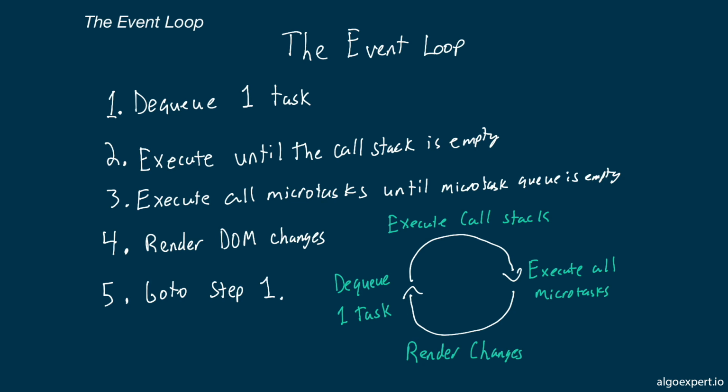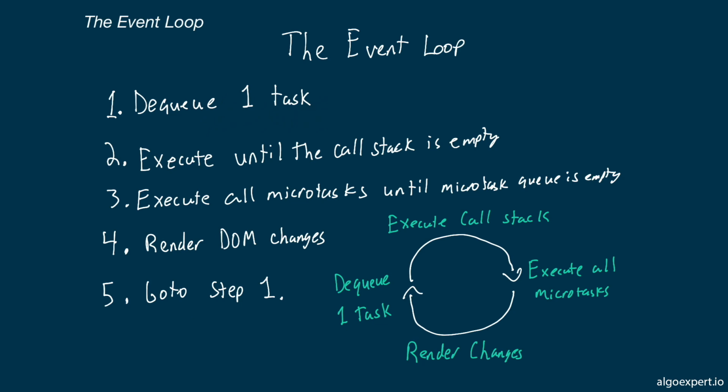We are still going to start off execution by dequeuing one task at a time and executing code until the call stack is empty, so the task is complete. And this is a task from the standard task queue. However, before moving on to rendering, all of the microtasks must be completed. Then only once that happens, so once the microtask queue is completely empty, the browser will render any changes, and the loop will restart by dequeuing the next task from the task queue.